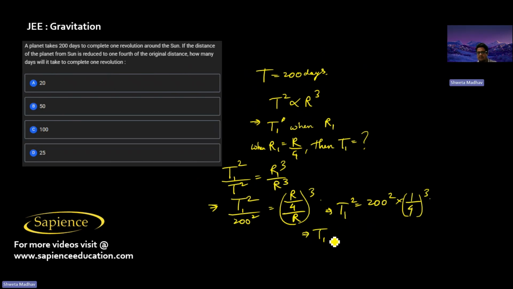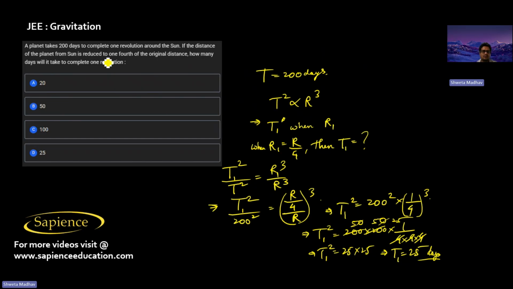It means T1 square will be equal to 200 into 200 into 1 by 4. 4 5s are 20, 5 5s are 20, and 4 25s are 100. So this is T1 square, that will be equal to 25 into 25. Therefore T1 will be equal to 25, so T1 will be 25 days. So the new time period of revolution will be 25 days. So option D is the correct answer.